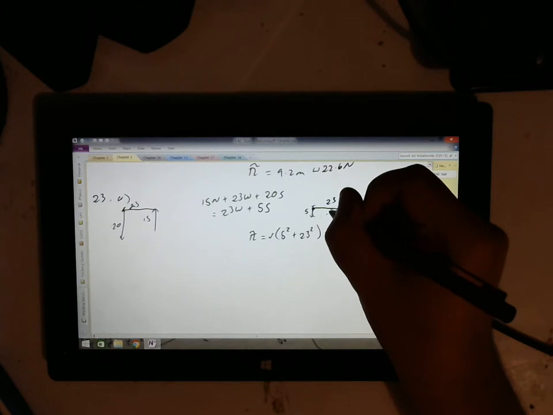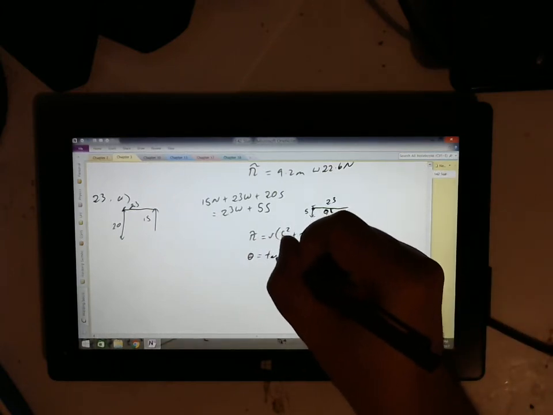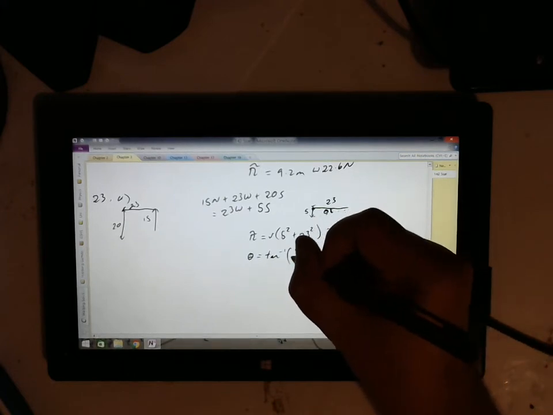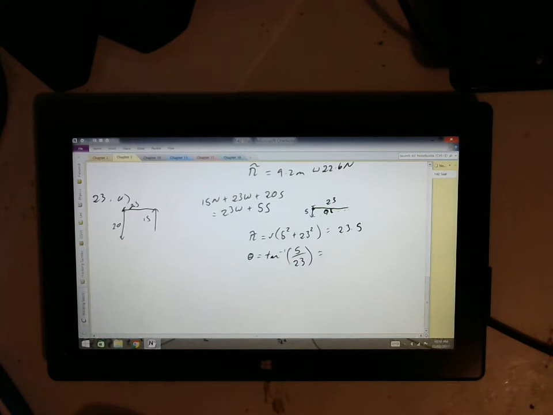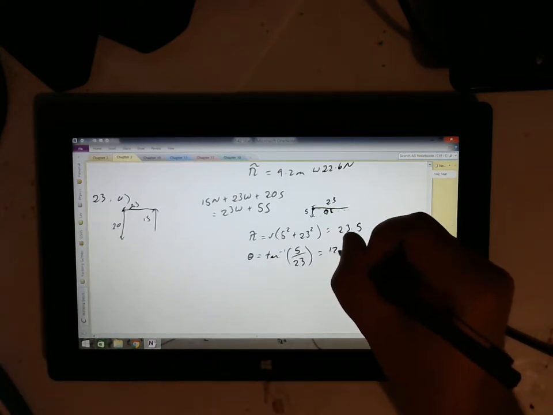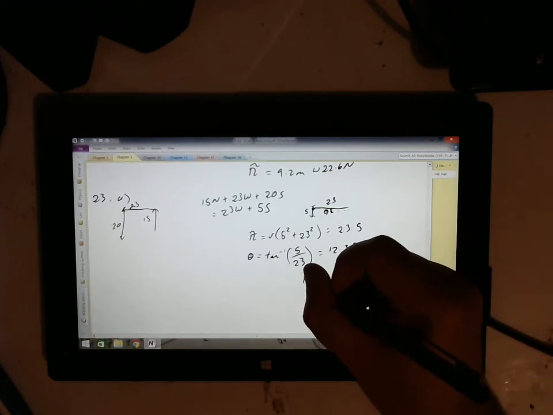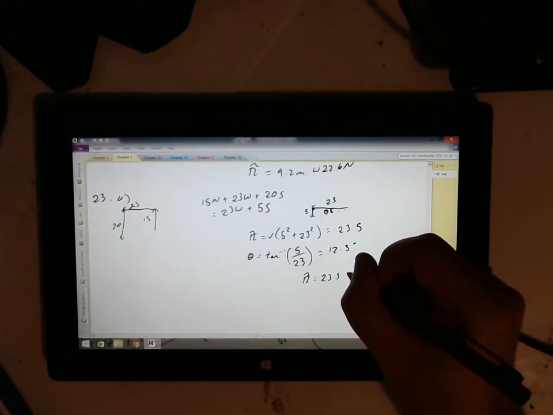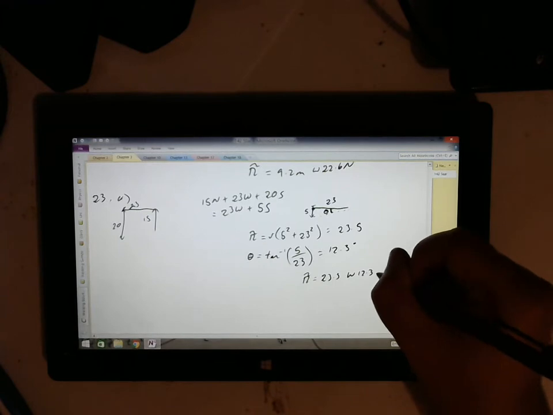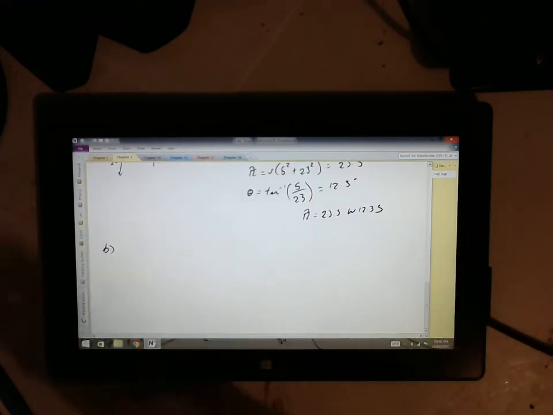And we want to work out this angle in here. Theta will equal arctan of 5 over 23, which is 12.3 degrees. So to be that R equals 23.5 at west, 12.3 south. On to the next.